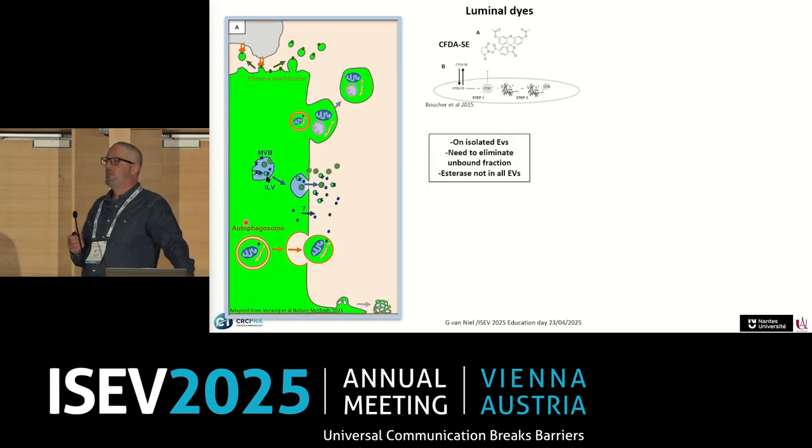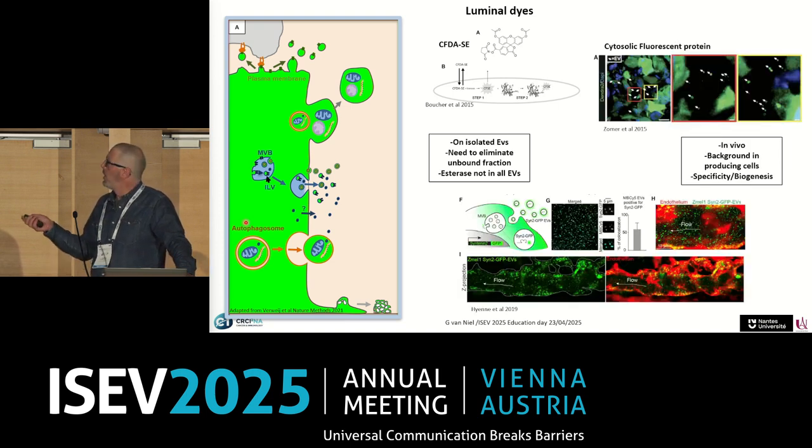You can then use luminal dyes. They are inside, so they should not affect EV fate and composition. For example, CFSE is an interesting dye that becomes fluorescent and impermeable once inside the vesicles, but becomes fluorescent only if you have esterase. So you need EVs with esterase to be able to see CFSE labeling, and not all EVs contain esterase. You also need, with this kind of dye, to remove the unbound fraction by SEC or by ultracentrifugation.